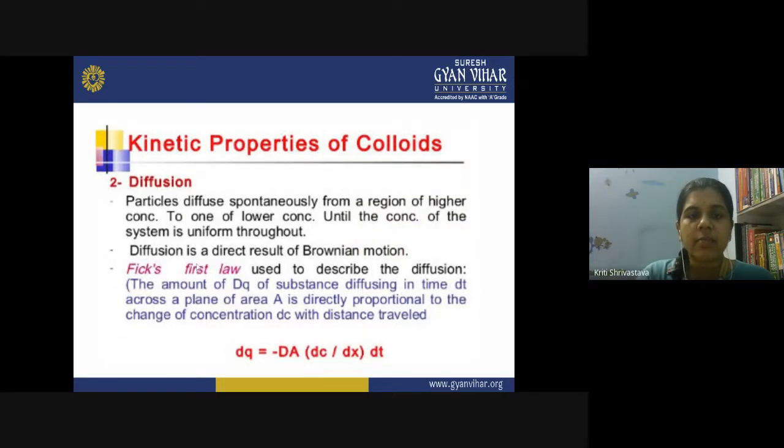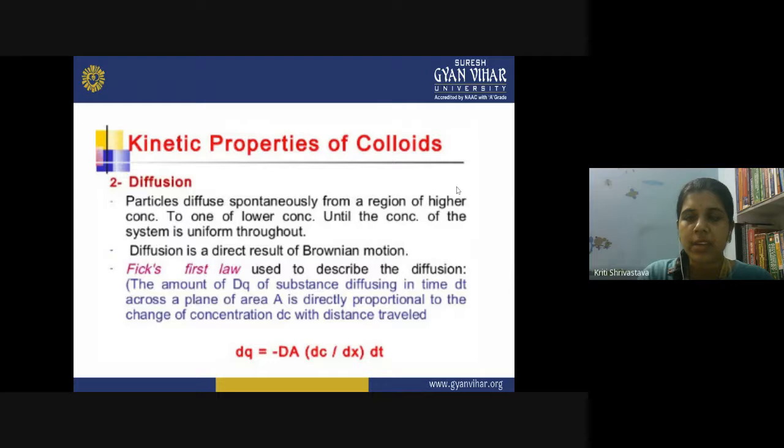The second very important kinetic property of colloids, related to the motion of the particles, is diffusion. What is diffusion? Diffusion is the movement of particles from a region of higher concentration to a lower concentration. Where we have an excess of colloidal particles, if they are free to move to some other chamber, what will happen? The particles will move from their higher concentration to the lower concentration.